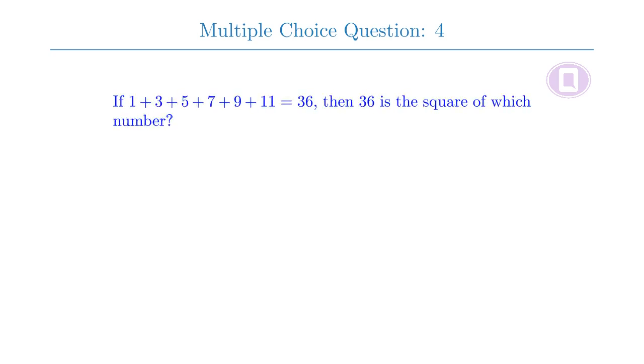Can you use reverse logic to find the number from its square? Let's try. If the sum of the first 6 odd numbers is 36, then 36 is the square of which number? Option A, 4. Option B, 5. Option C, 6. Option D, 7. The correct answer is option C, 6. Since there are 6 odd numbers in the sequence, their sum is 6 squared.